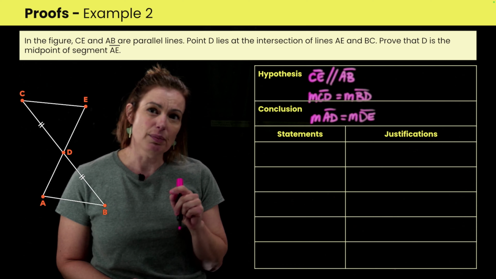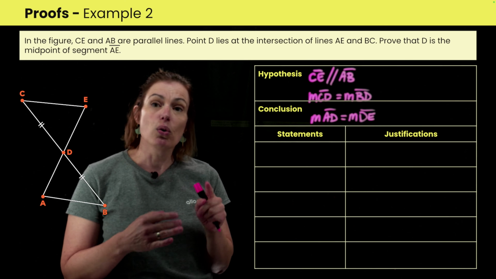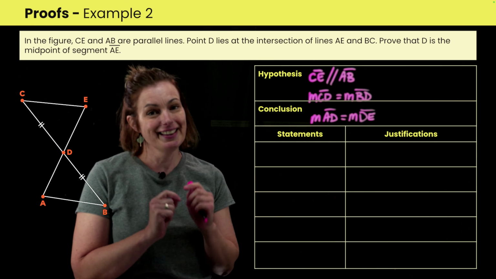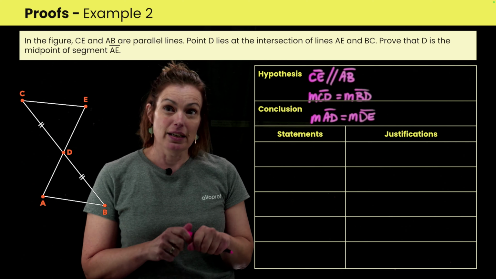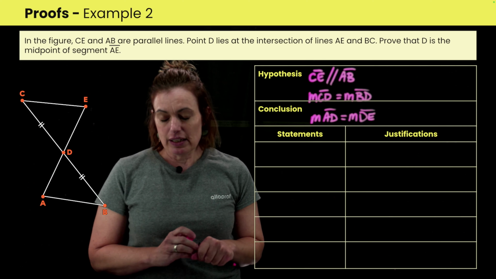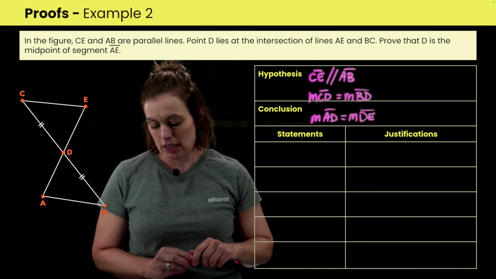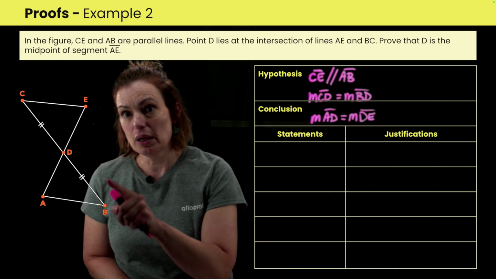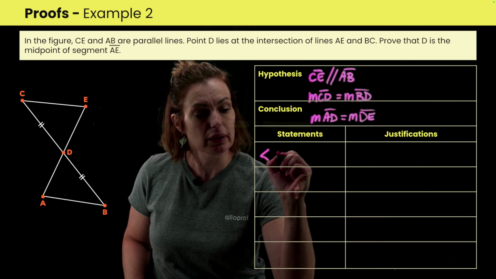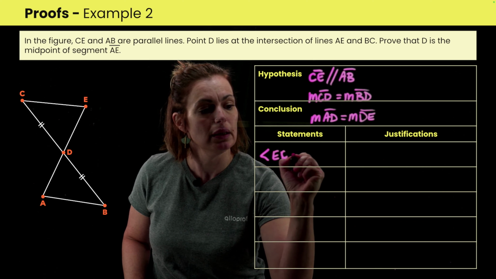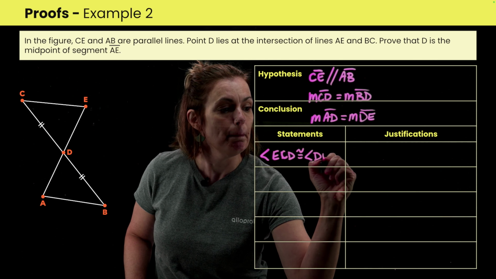And there are a few ways that I can prove congruency in a triangle. Remember, side, side, side. I can also use angle, side, angle, or I can use side, angle, side. In this case, I'm going to go for angle, side, angle. The first statement I'm going to make in my situation is that the angle ECD is congruent to the angle DBA. So I'm going to write that right here. Angle ECD is congruent to the angle DBA.